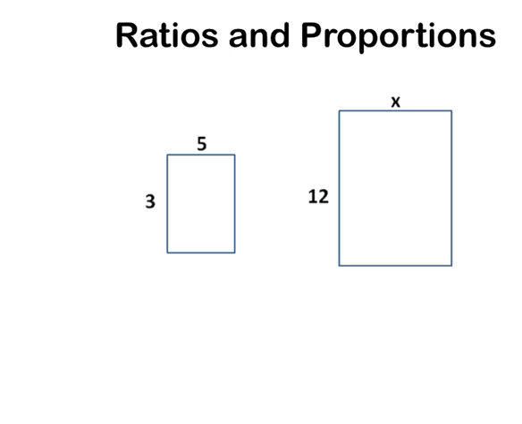In this case, corresponding sides would be the side length of 5 and x. This is because they are both the shorter side of the rectangle. The sides with a side length of 3 and 12 are also corresponding sides because they are both the longer side of the rectangle. They are in the same position in both figures.